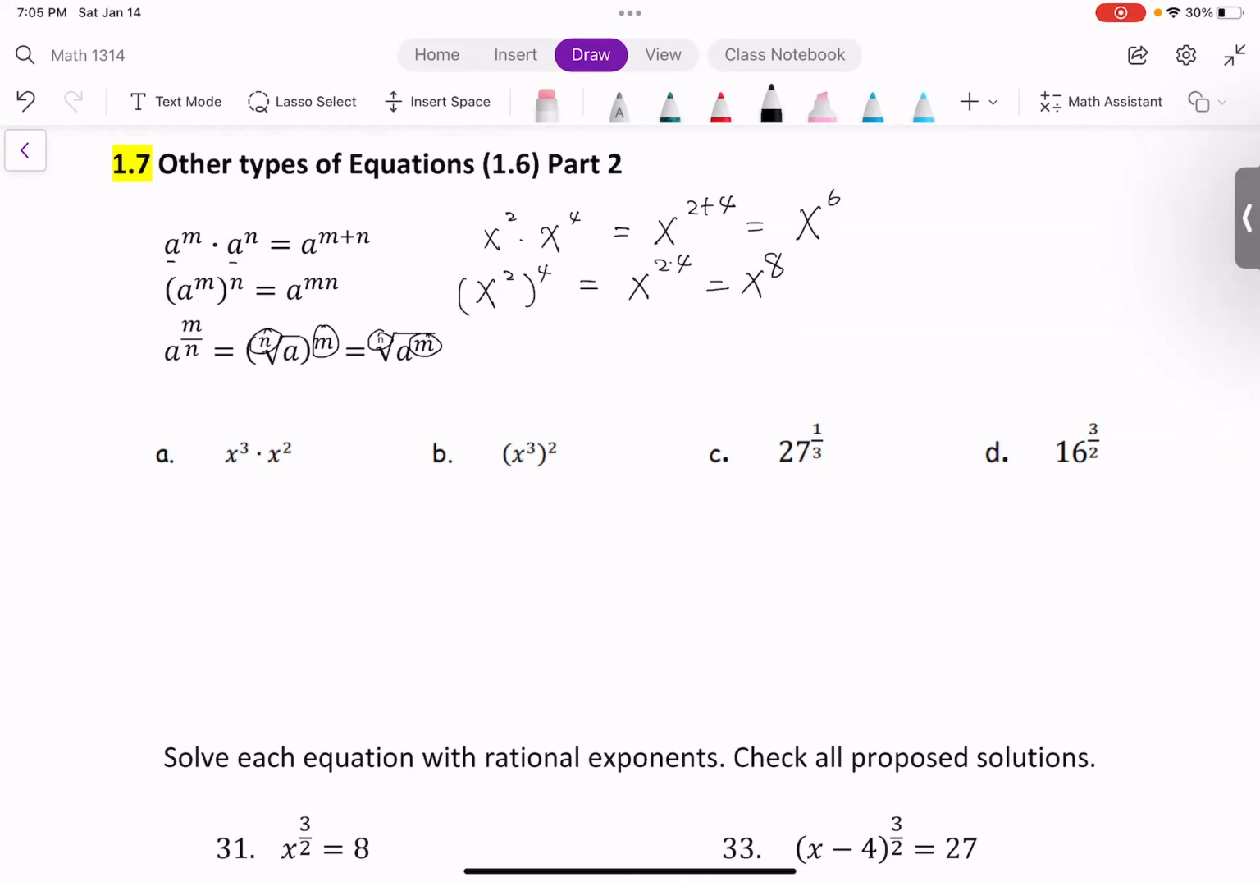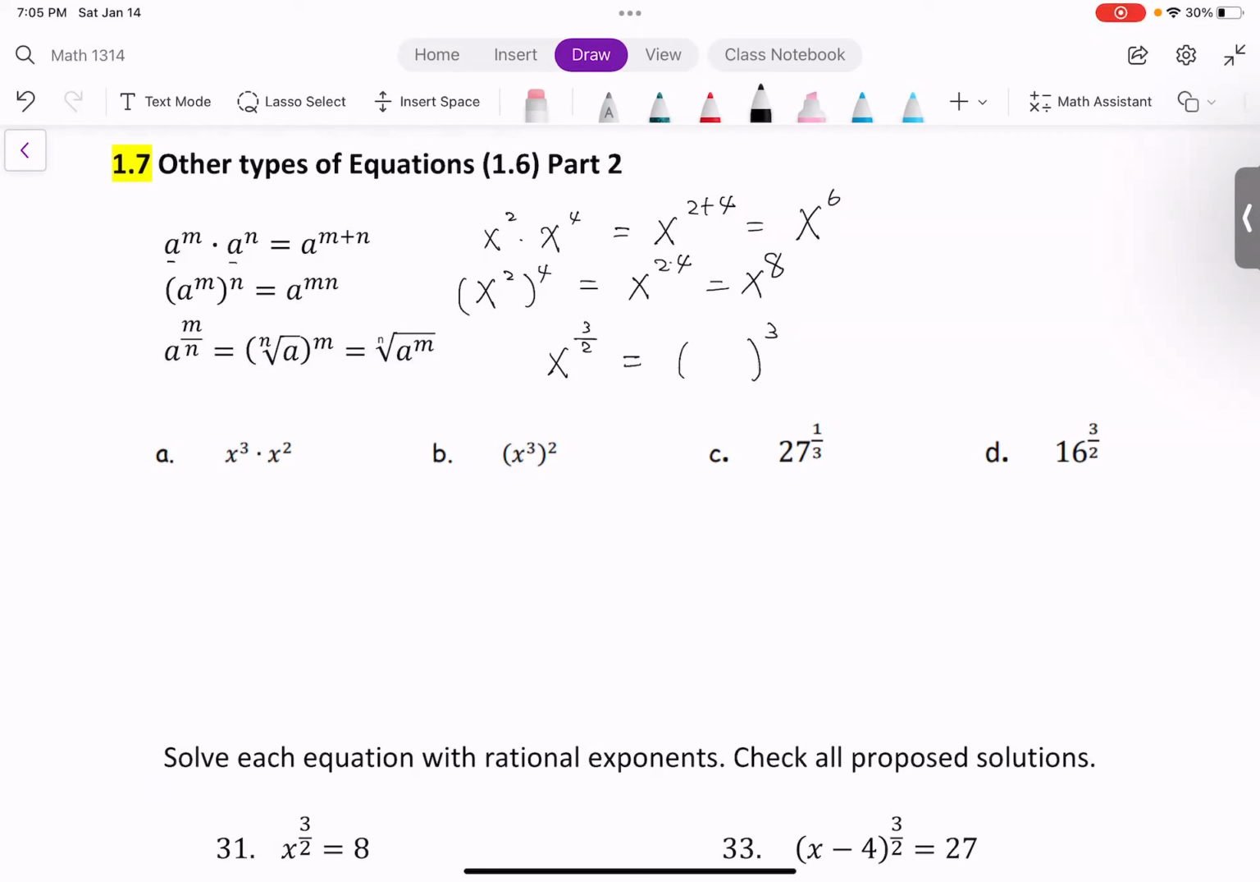For example, let me erase this. If I have x to the 3 halves, then the 3 is the power. The 2 is the root. So square root. We can also just eliminate the 2 here. Because 3 is the top, we can also put it in the radical sign. We have x cubed, then square root it.